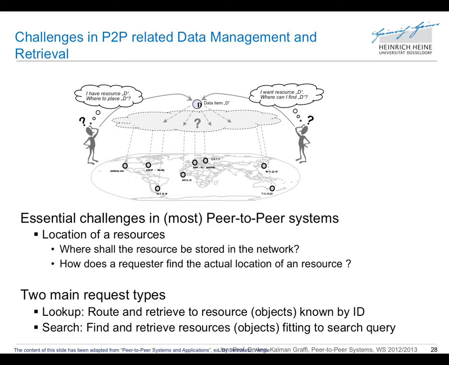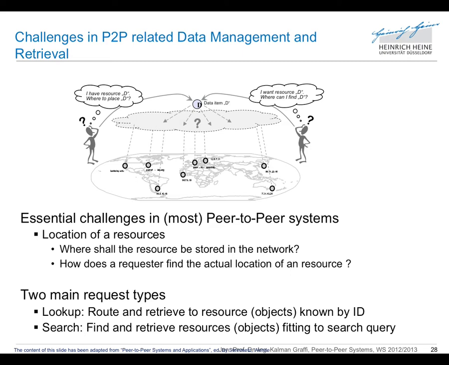And the other one asks, okay, I want to have this object with this specific ID. Network, please give it to me. So here you know exactly the ID, for example, a hash of a file.